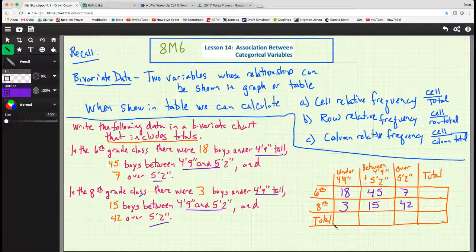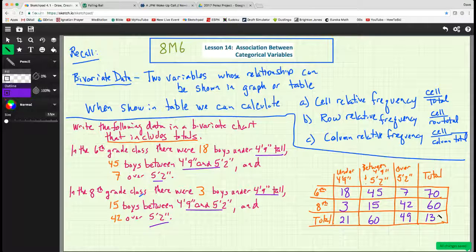So what have we not done? What did we do in lesson 13? Well, we figured out these column totals and these row totals. So let's go ahead and do that. So this is 21. This is 60 if you add 45 and 15. And then here we have 49. Similarly, on 6th grade, we have, if we add those across, we get 70. And if we add these across, we get 60. So if we add these down, we get 130.